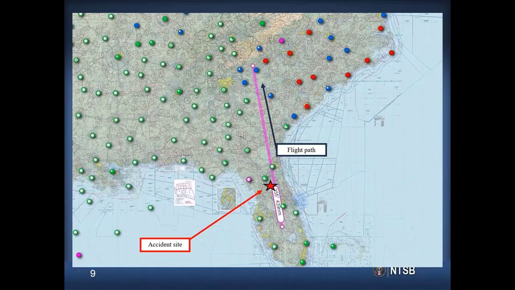So for those of you not familiar with that part of the country, there's Florida down in the bottom part of the image. The accident site happened on the way up to the northern portion of Florida, on the way up towards Gainesville and Jacksonville, and as you can see, the proposed flight was up to Clemson.